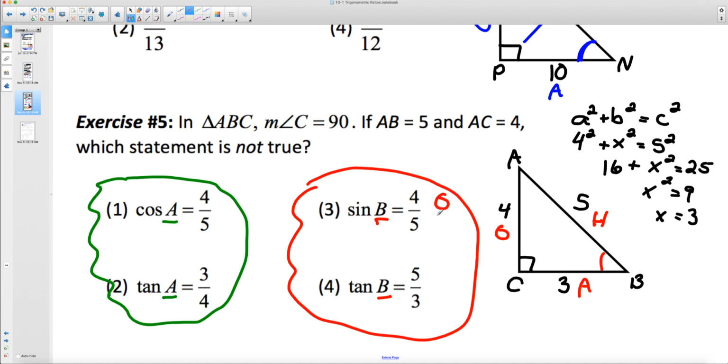Sine of B. 4 needs to be opposite, 5 needs to be hypotenuse. 4 opposite, 5 hypotenuse, that one's good. So this one must be incorrect. 5 needs to be the opposite, 3 needs to be the adjacent. That's not the case. In order for this to be correct, tan of B would need to be opposite over adjacent, 4/3. So our answer is choice 4.